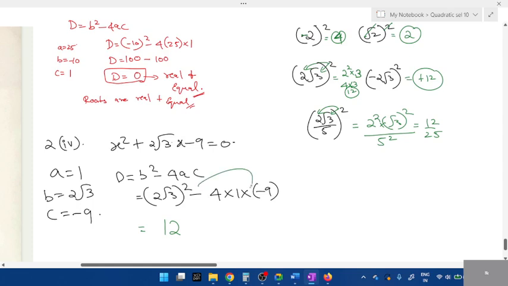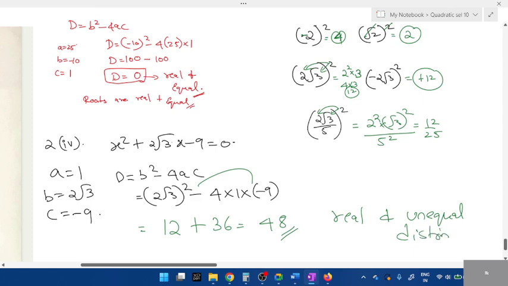What's the answer, students? Minus into minus is plus 36, 48. So the roots are just real. Is it equal to 0? Real and unequal. Okay. The other word for unequal is distinct, student.